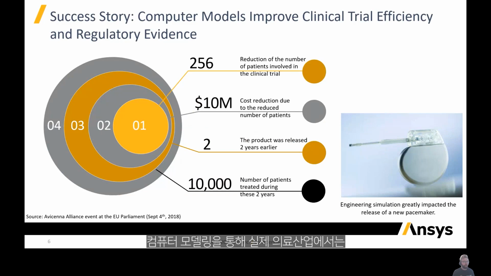So we have seen some success at Ansys with this idea. In this case, this is looking at being able to release a new pacemaker. We can reduce the number of patients involved in a clinical trial, in this case by 256 people. The total cost of the production of this device was around 10 million. We were able to close the design cycle down to 2 years earlier than it was expected. And those 2 years increased the number of patients that it could serve by 10,000. So all of the factors that we've just talked about in regards to digital transformation, if we're able to enact and initiate some of these ideas, you see that there are tremendous benefits that can exist.